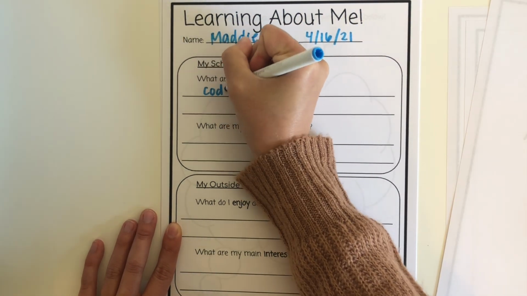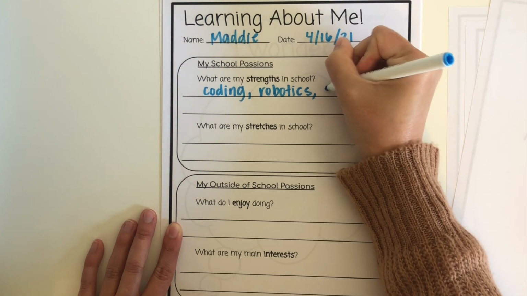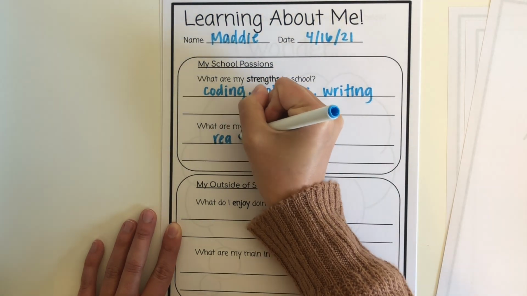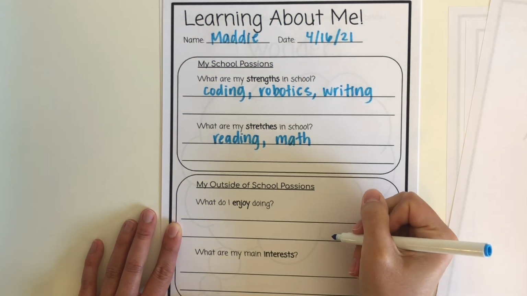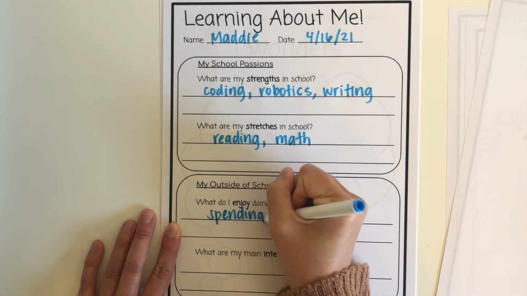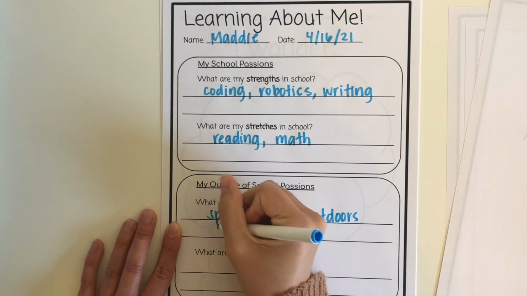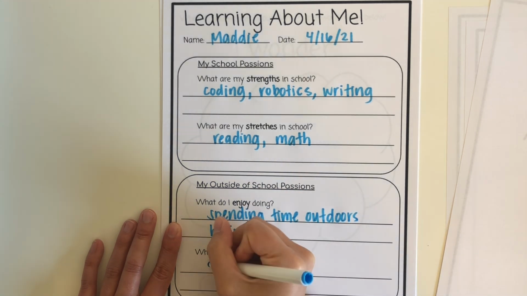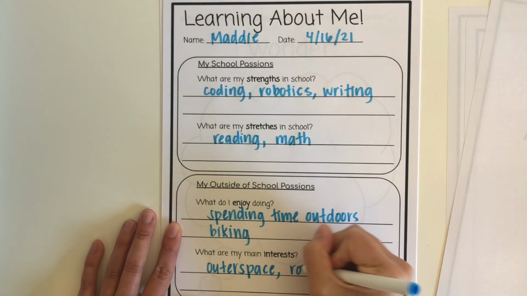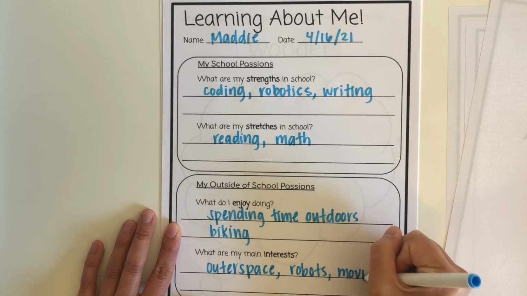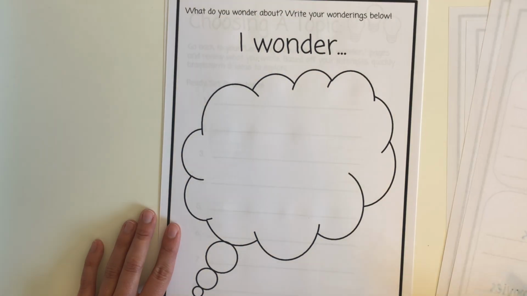So you might ask students questions like, what are your strengths and stretches in school? What do you like to do outside of school? What subjects are you interested in? And what do you like to do for fun? So those are just some initial questions that you can ask students to get them thinking about the things that they're passionate about, the things that they're interested in, either inside or outside of school.